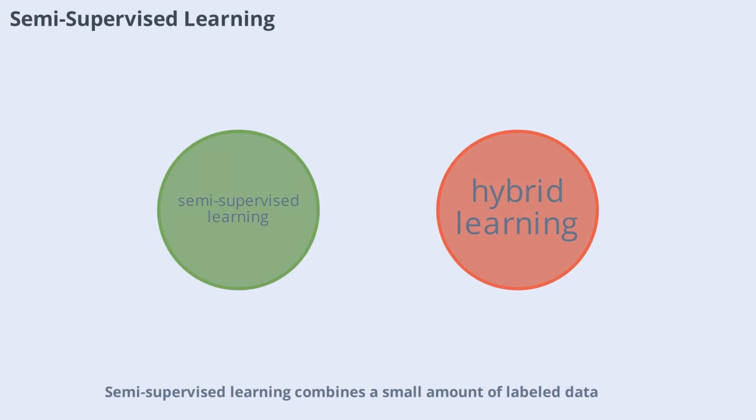Semi-supervised learning combines a small amount of labeled data with a large amount of unlabeled data during training. This approach helps models learn more effectively when labeled data is limited or expensive to obtain. By leveraging both types of data, semi-supervised learning bridges the gap between supervised and unsupervised methods, making model evolution more practical in real-world scenarios.